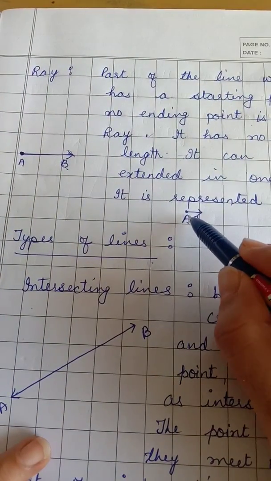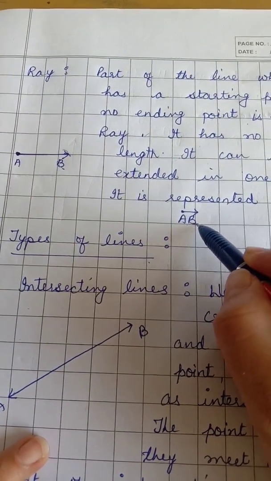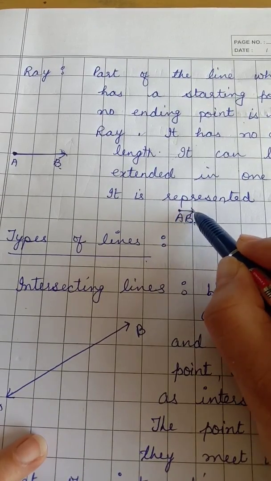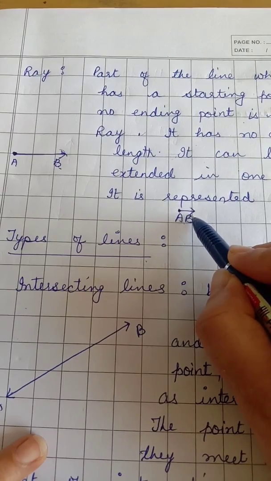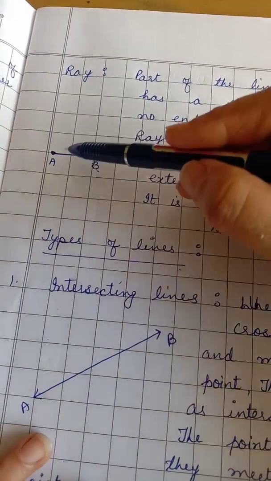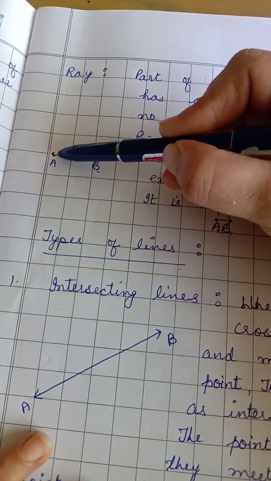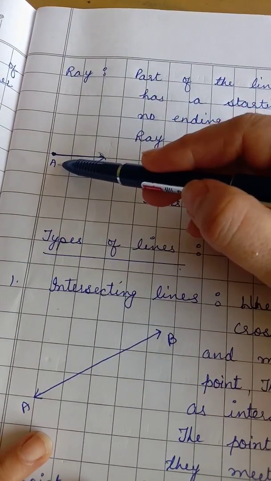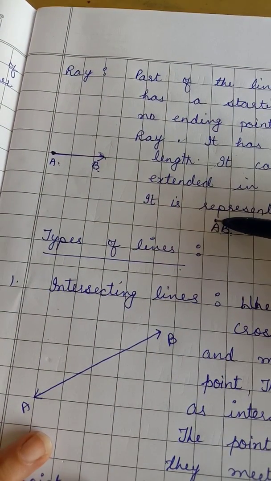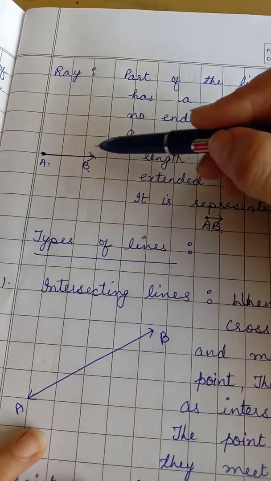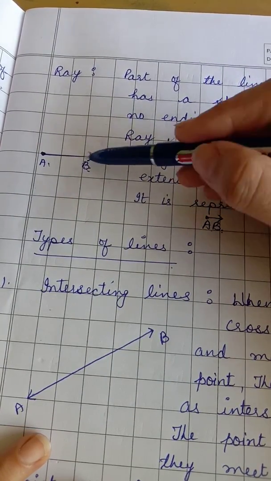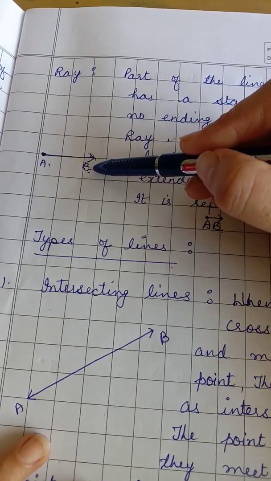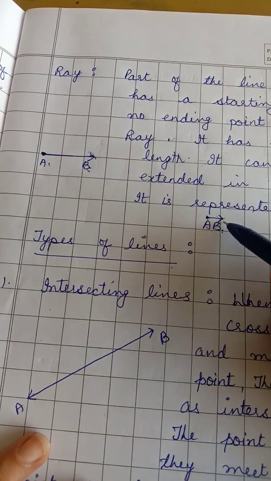It is represented by writing AB in capital letters, drawing a line with a dot on one side and an arrow on the other side. Here the dot represents the starting point. The starting point was A, so the dot is written towards A. Another point is B, the direction in which it is being extended. So the arrow will be marked towards B.